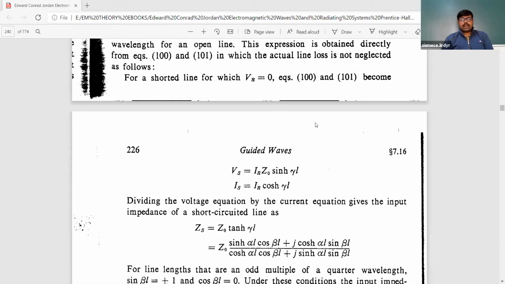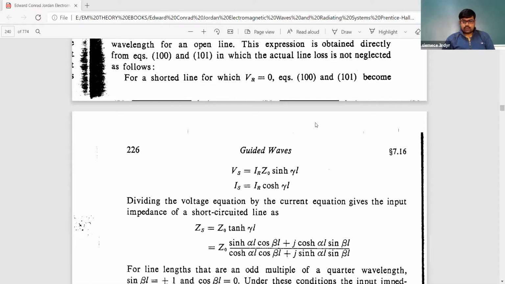So dividing the voltage equation by the current equation. The voltage equation is basically the Vs and the current equation is the Is. The expressions for Vs and Is we have already written: Vs equals IR Z0 sinh of gamma L, and Is equals IR cosh of gamma L. If we divide the voltage equation by the current equation, it gives the input impedance of a shorted line, and we get the modified expression. So ZS equals Z0 tanh of gamma L. That is a very important equation. Again, I want to mention: ZS equals Z naught tanh of gamma L.